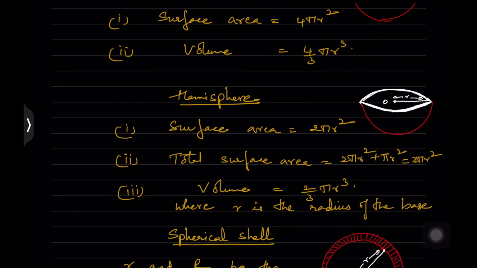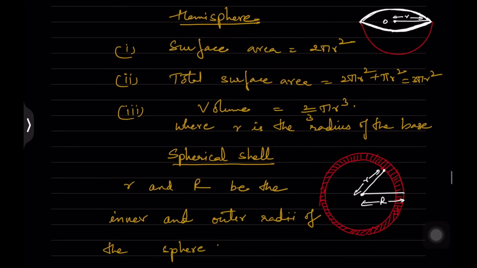Now a hemisphere: surface area is equal to 2 pi r square, that is when it's open on the top. And total surface area, when it's closed, you have to add the area of the base. So you get 2 pi r square plus pi r square, which is equal to 3 pi r square. Then volume is equal to half of the volume of the sphere, which is 2 by 3 pi r cubed, where r is the radius of the base.